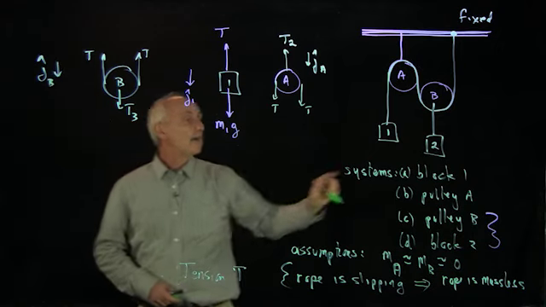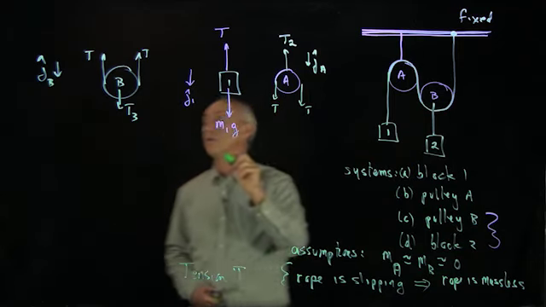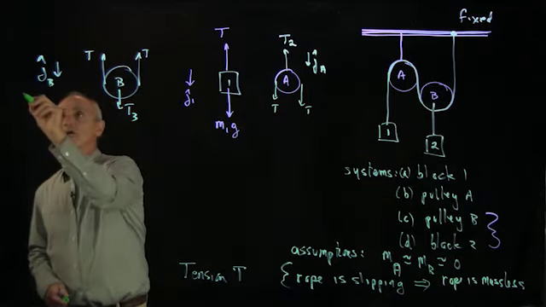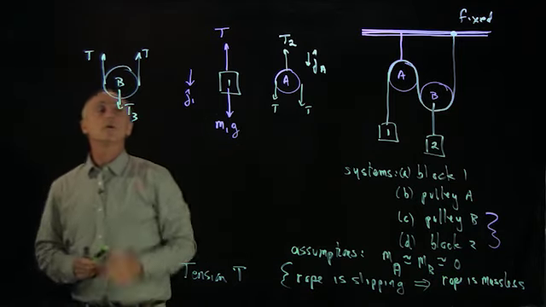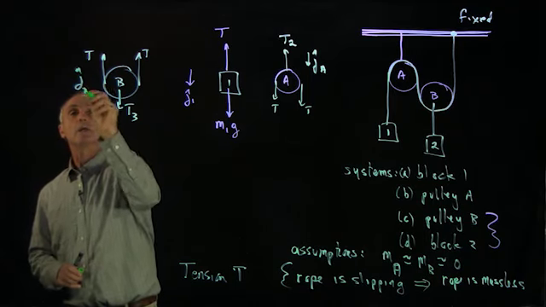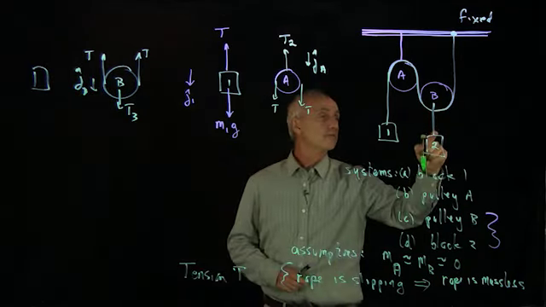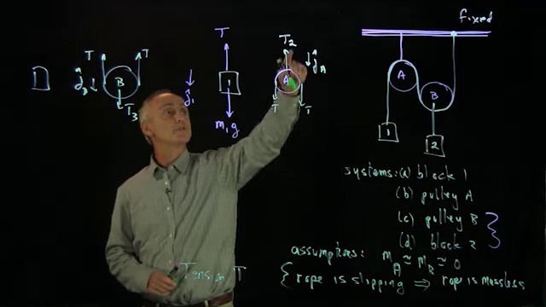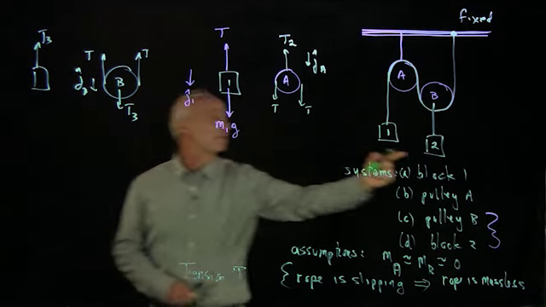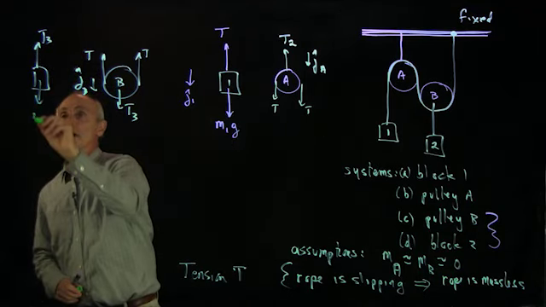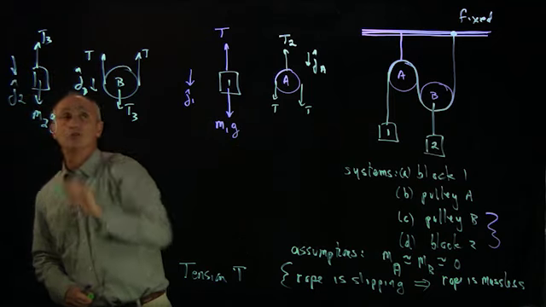And finally, I have block 2. So I'll draw that over here. I'll write block 2. In fact, let's save a little space here. We'll have J hat B downwards. Now, block 2, what do we have there? We have the string pulling up block 2, which we've identified as T3. And we have the gravitational force on block 2 downward, M2G. And there we have J hat 2.